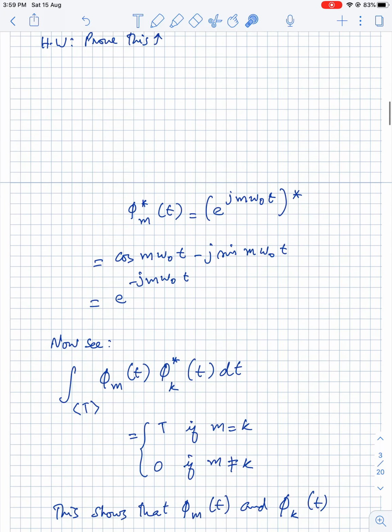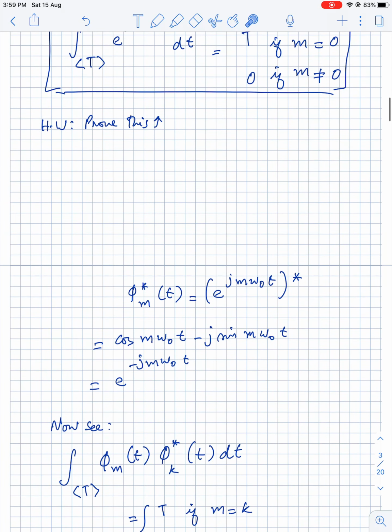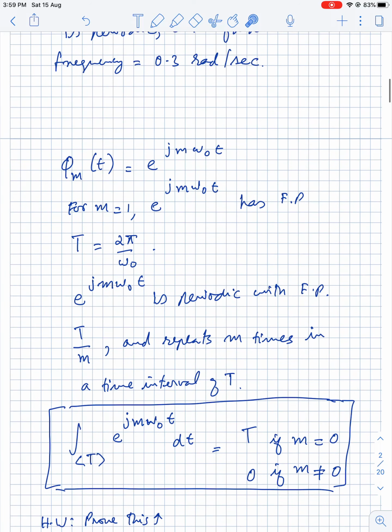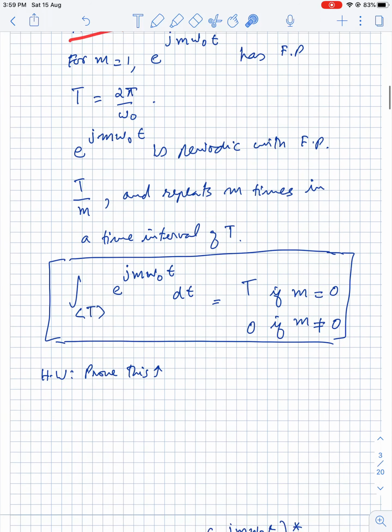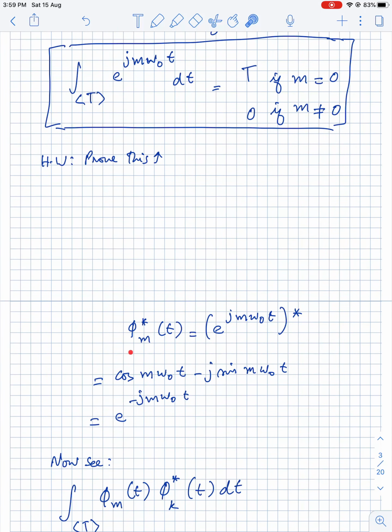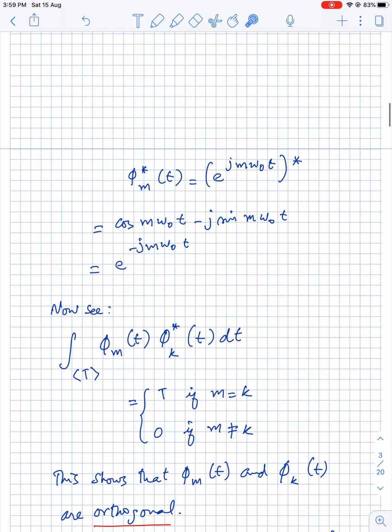Now in this same context, when you consider the phi m of t, let's take the complex conjugate of it. This is nothing but e raised to j m omega naught t complex conjugate, which, if I write it in the rectangular form, I will get cos m omega naught t minus j sin m omega naught t, which is nothing but e raised to minus j m omega naught t.